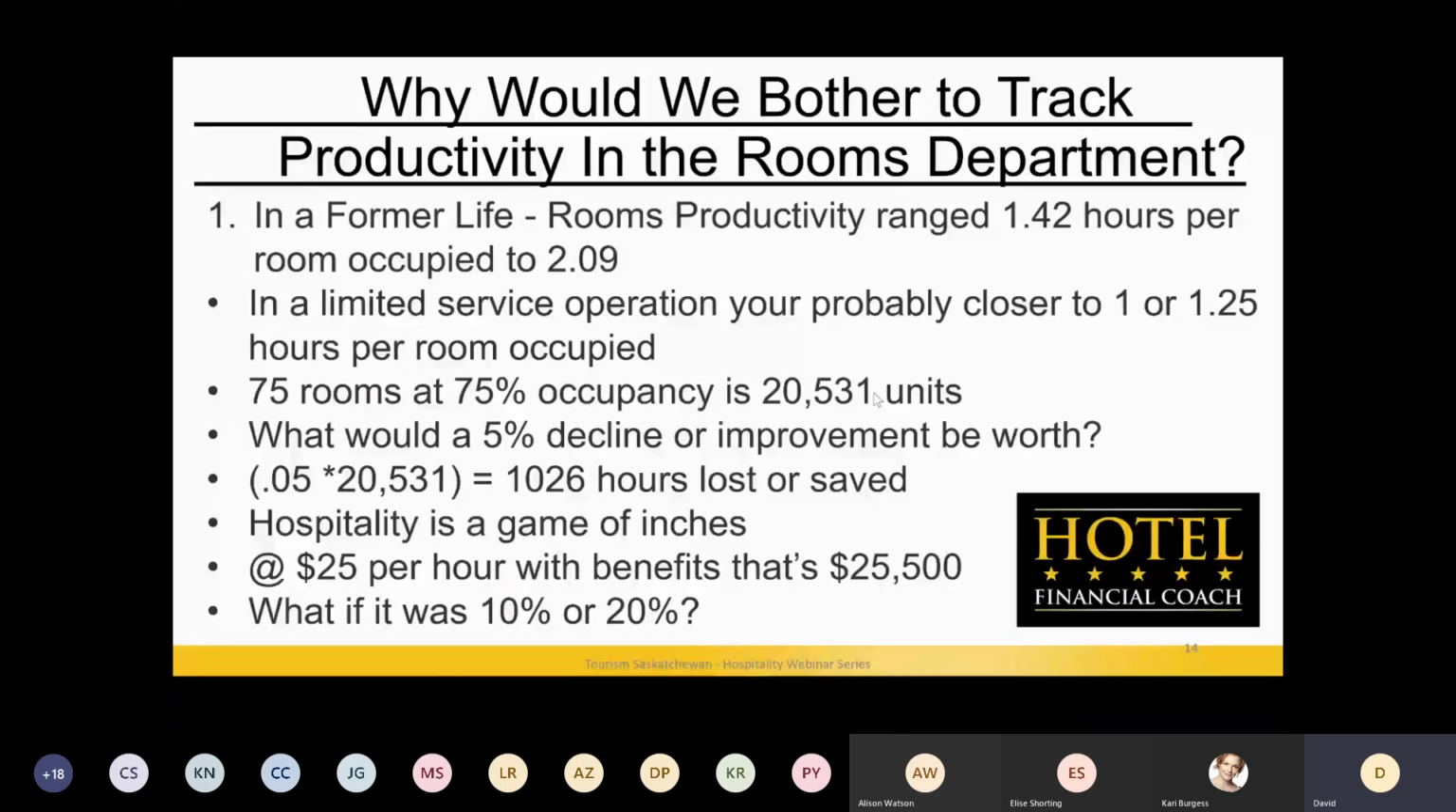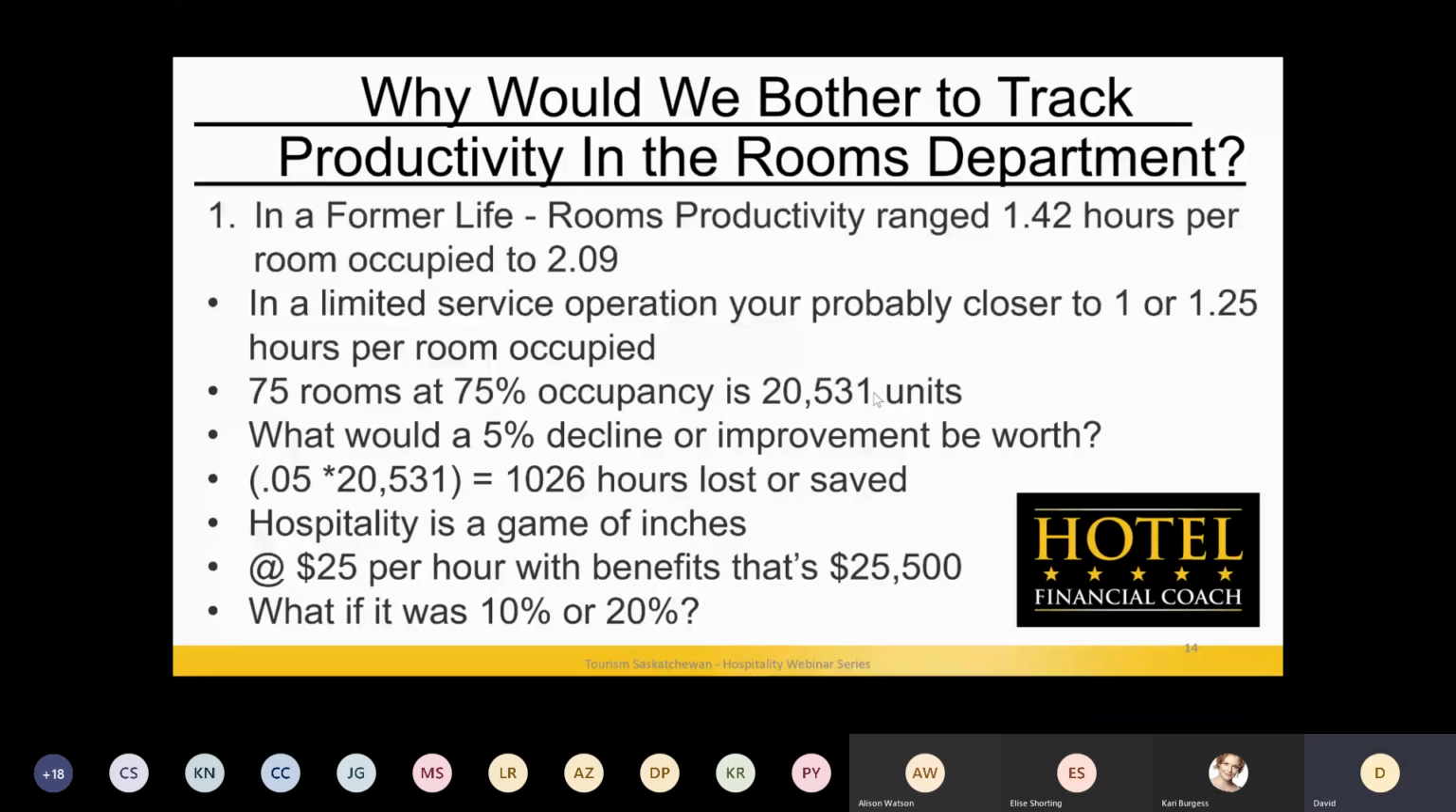So why would we bother to track productivity in the rooms department, you may be asking? Well, for me, in a former life, I tracked these statistics along with many others. And the rooms productivity inside of the company that I worked for, that had at that time 60 hotels, ranged from a low of 1.42 hours per room occupied to a high of 2.09. Now you might be thinking, wow, that's a really big variance, but that's the reality. And obviously the hotel that was operating at 1.42 was doing some things that were much better than the one that was running at 2.09.